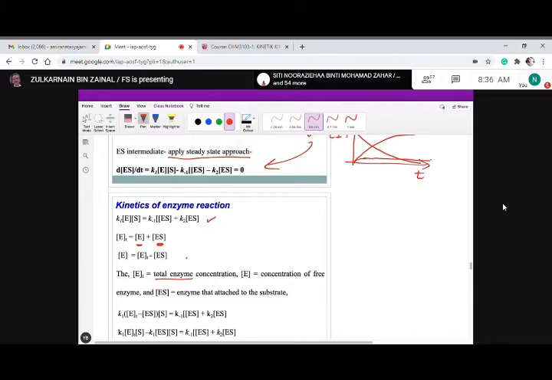Okay, so then the concentration of enzyme at any time in the reaction mixture will be the total concentration minus the concentration of enzyme which combines with the substrate, ES, the concentration of the intermediate in that case.